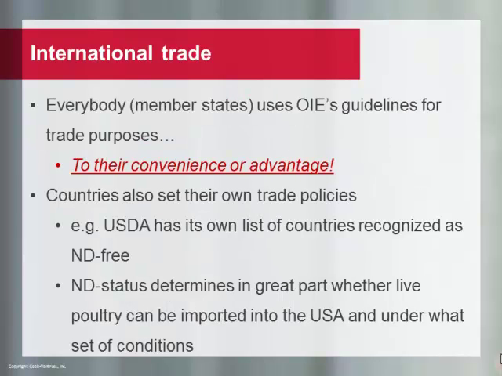Now, when it comes to the real thing, when it comes to actually having those trades, each country does put forth their own set of requirements, and they always use OIE's guidelines in their set of requirements. However, those guidelines are usually used to their advantage or to their convenience. They say we need the flocks of origin or farms of origin or countries of origin free of avian influenza as defined by OIE, right? So they want to follow that definition of OIE for what's avian influenza.